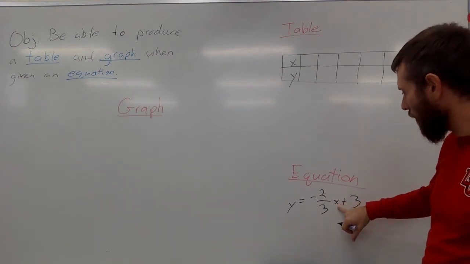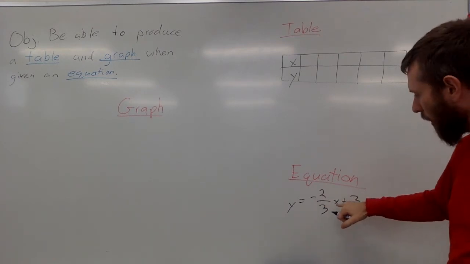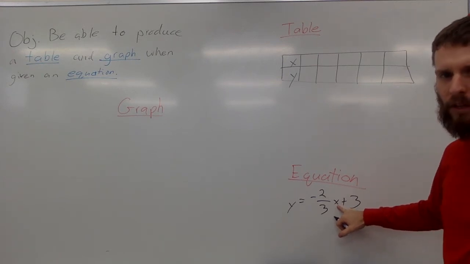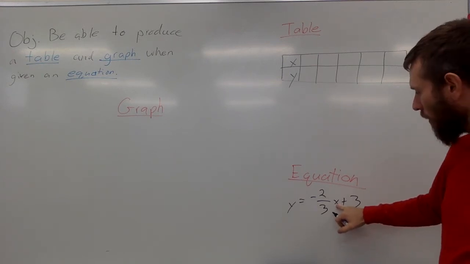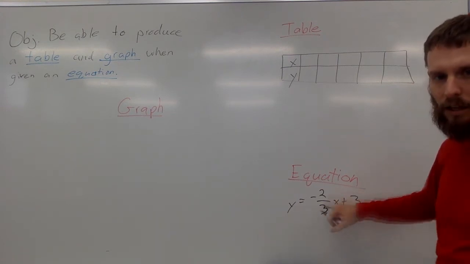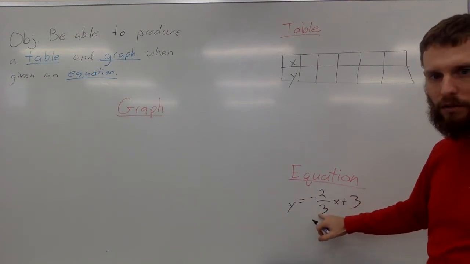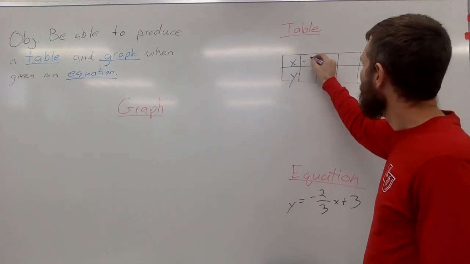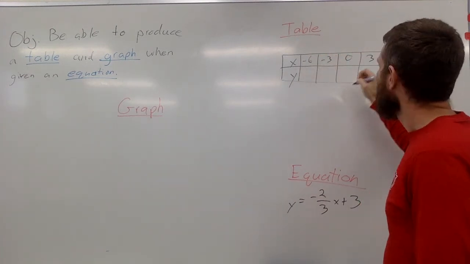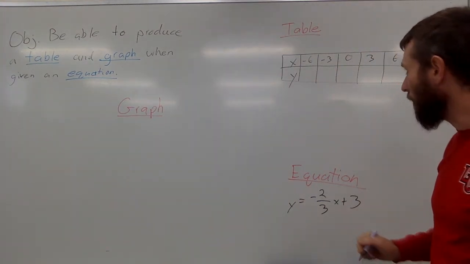So if I see here that it's negative 2 over 3, I'm going to pick x values that are a multiple of 3. And the reason why I'm going to do that is if my x values are a multiple of 3, then when I plug them in for my x and multiply them times this fraction, the multiple of 3 is going to cancel with the denominator 3. And I'll show you what that kind of looks like. So what I'm going to do is say my x's are negative 6, negative 3, 0, 3, and 6. Okay, those are all multiples of 3.